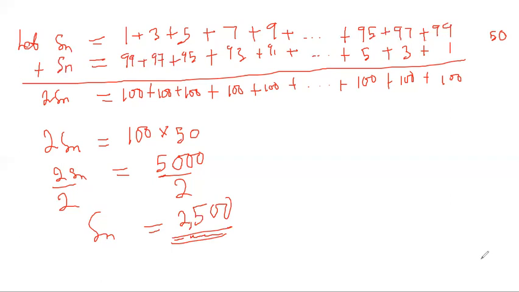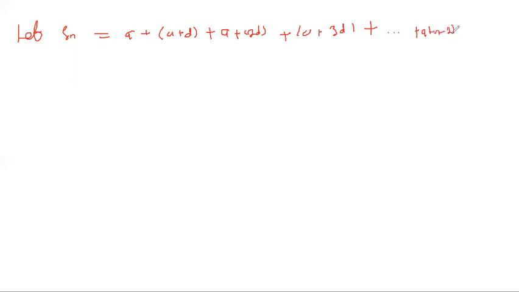So now let us see how we can derive the formula. We shall begin by letting our sum be equal to a plus d, do you still remember this, plus a plus 2d, plus a plus 3d, then plus some terms, then plus the last term, which would be a plus n minus 1 times d, preceded by a plus n minus 2 times d.